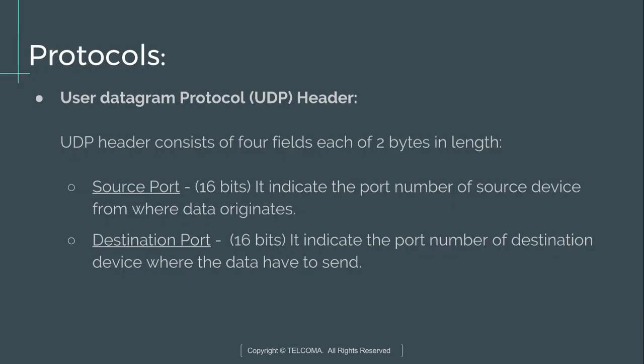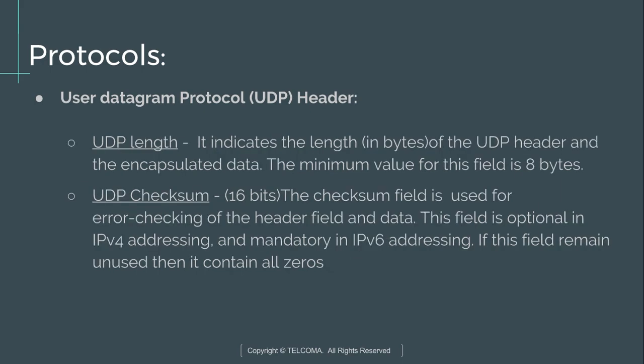The UDP header consists of 4 fields, each 2 bytes in length. Source port is 16 bits and indicates the port number of the source device from where data originates. And destination port indicates the port number of the destination device where the data has to be sent. Next is UDP length, or the header length. It defines the length of the header and the encapsulated data. The minimum value of this field is 8 bytes. Then is UDP checksum. It is used for error checking of the header and the data. This field is optional in IPv4 and mandatory in IPv6.